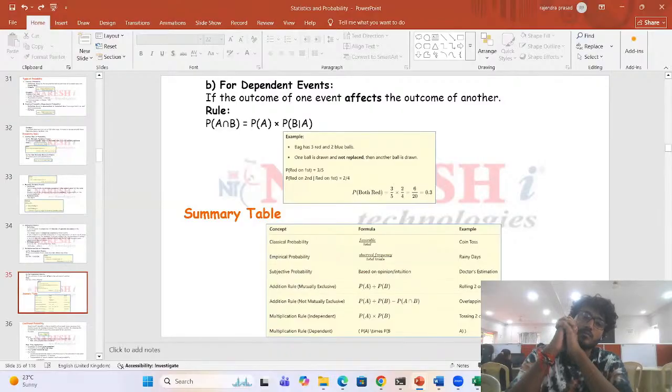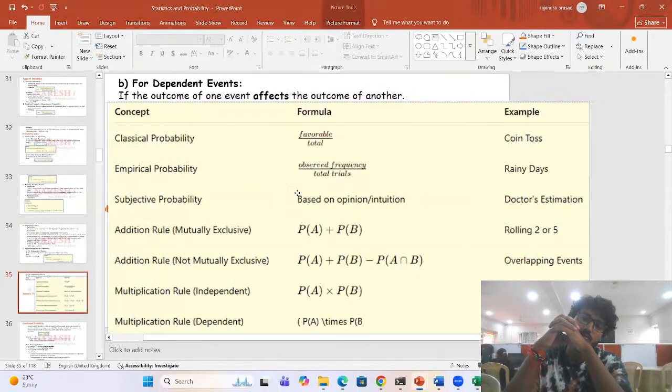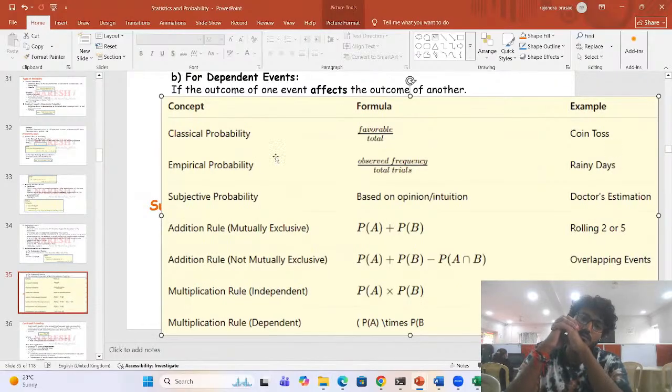Okay. So these are the summaries. Just a summary of whatever we have discussed as of now. See, classical probability: favorable by total. Example, coin toss. Empirical probability: observed frequency divided by total trials. Rainy days is an example. And addition rule of probability: when events are mutually exclusive, probability of A union B is equal to probability of A plus probability of B. Example, rolling a die and getting 2 or 5.